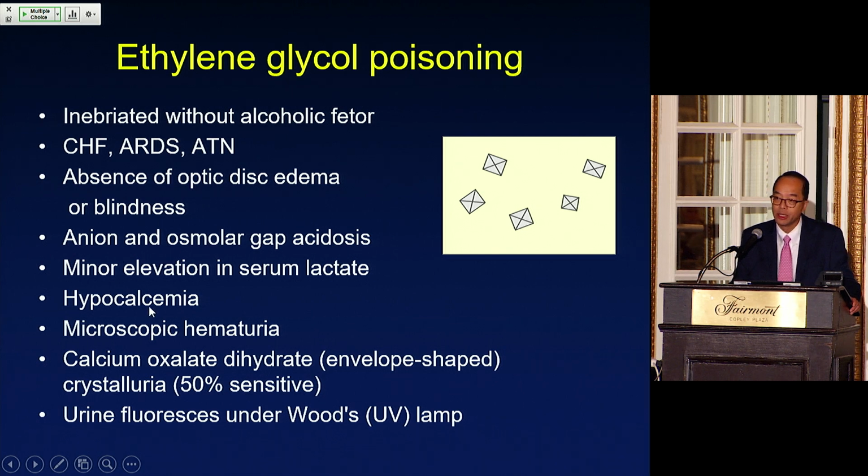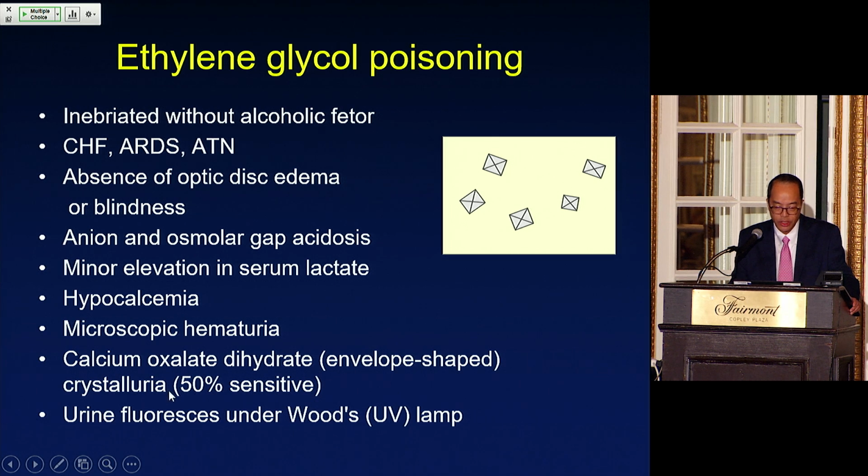Because ethylene glycol is metabolized to oxalate, it can chelate calcium and cause hypocalcemia. The calcium oxalate can deposit in the renal tract and cause microscopic hematuria and crystalluria, which can include calcium oxalate dihydrate crystals, the classic envelope-shaped crystals, or monohydrate, which are needle-shaped crystals.